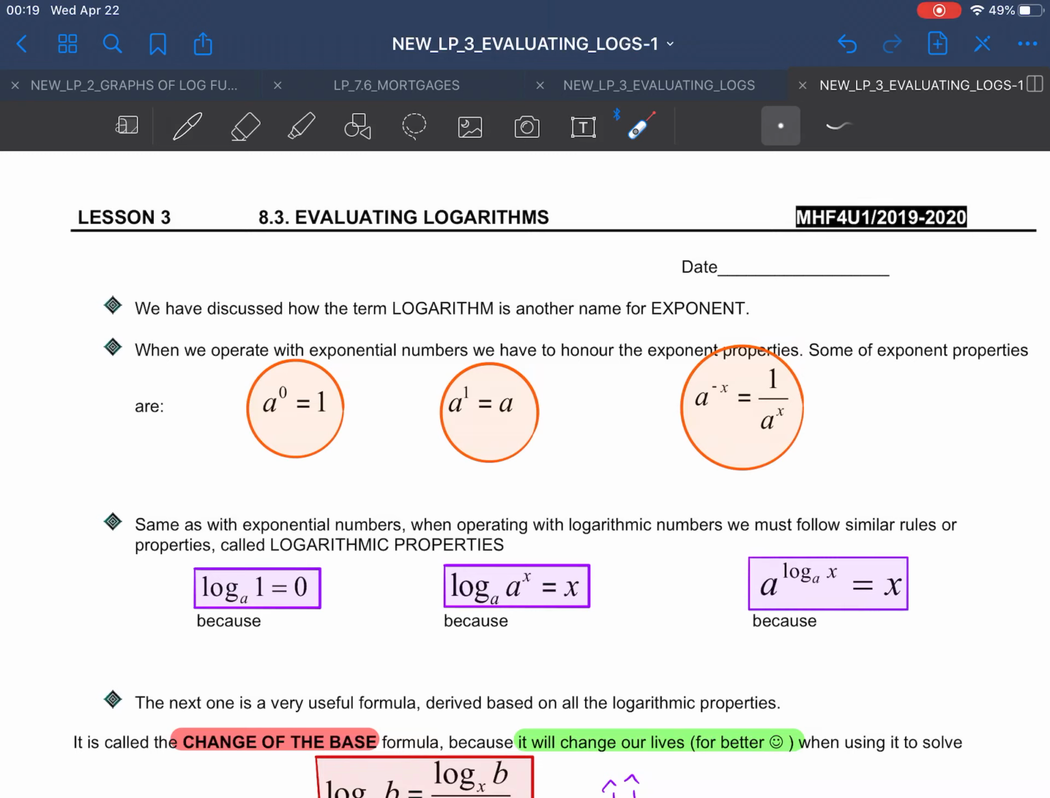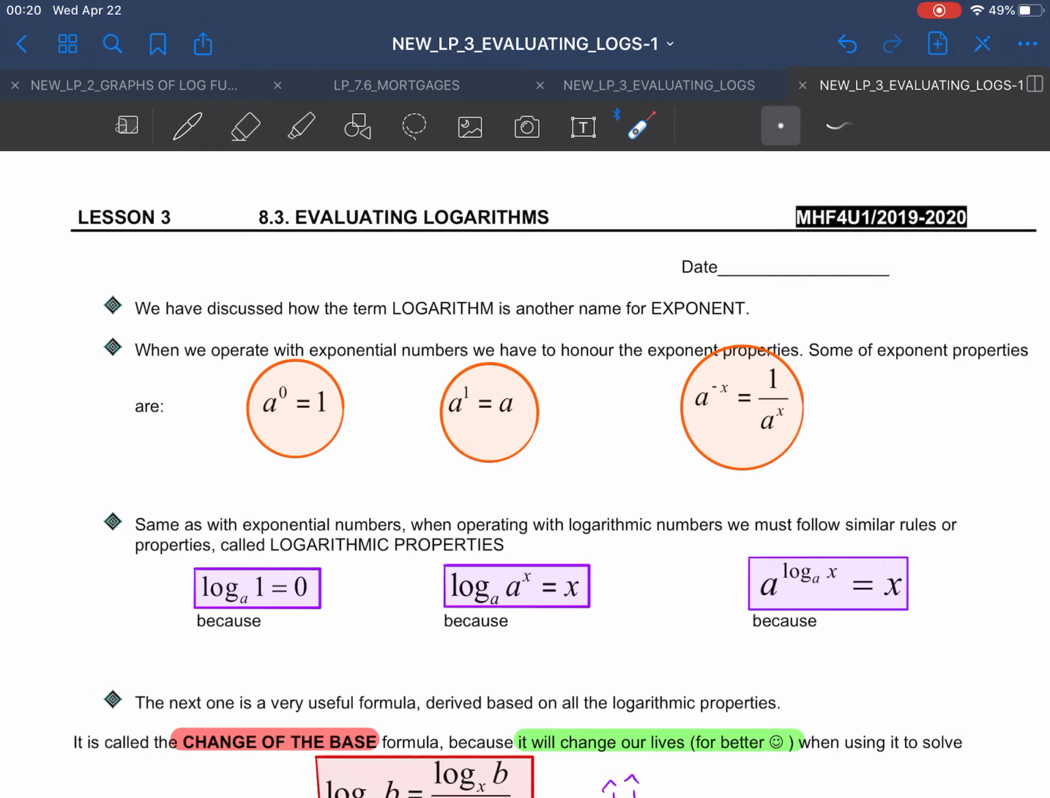Today's lesson is on evaluating logarithms. Just to recap one more time what we learned last class, the word logarithm means exponent. And because of this connection, we studied the properties of logarithms from the properties of exponents.